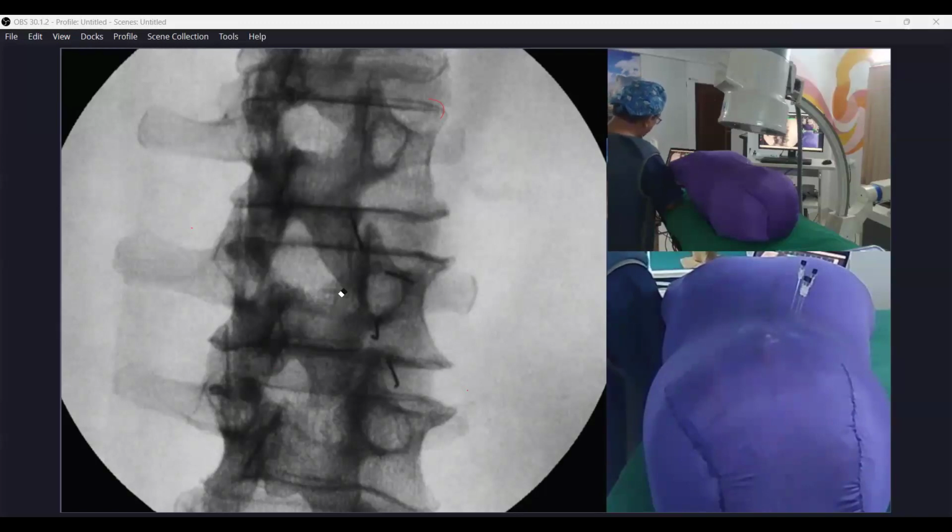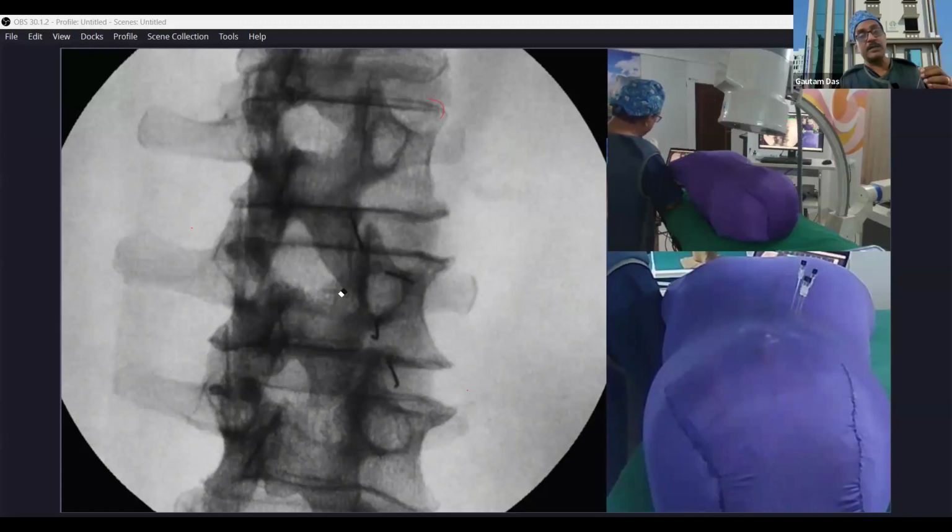Actually, some of them bend the tip of the needle. Is it necessary, sir? Yes, I have also bent the needle. If you bend the tip of the needle, then it is easier to manipulate the needle.